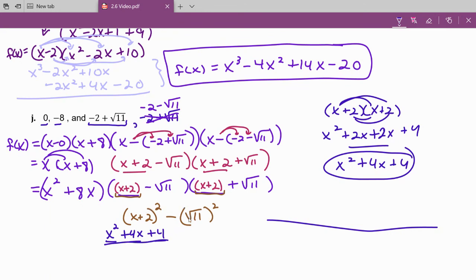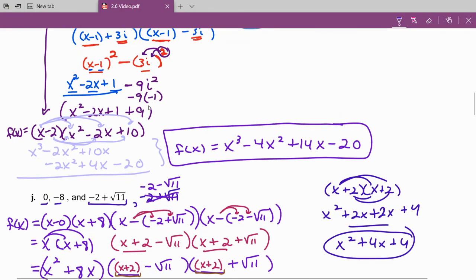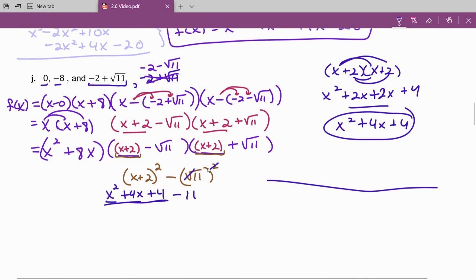Okay, now take the square root of 11 and square it. So the square and the square root cancel each other out, which then gives you minus 11. So notice this time the sign did not change. It's still negative. The only reason why, going back to the last problem a little bit, this 9 became positive is because we were squaring the i. i squared is negative 1, which is why that 9 became positive. Well, in this particular problem, you're not squaring i, you're just squaring a square root, which means the square root then becomes a whole number.